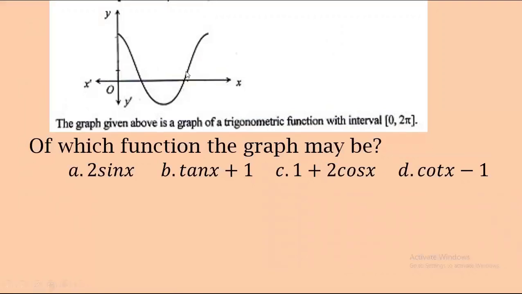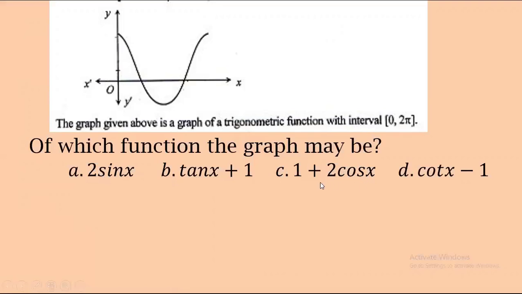We get continuous figure within 0 to 2 pi for sine function and cos function. But sine function passes through origin. So we can understand very easily what this answer is. So the correct answer is 1 plus 2 cos x.